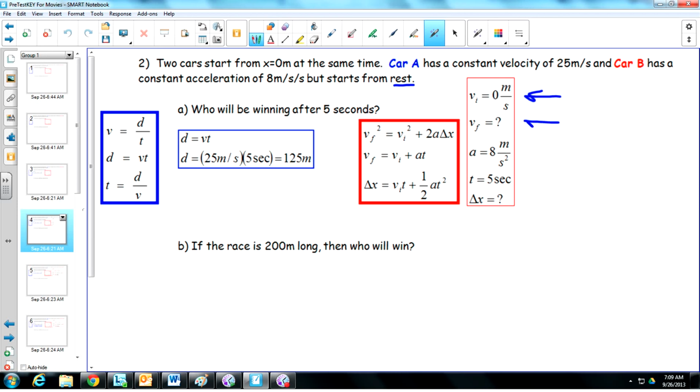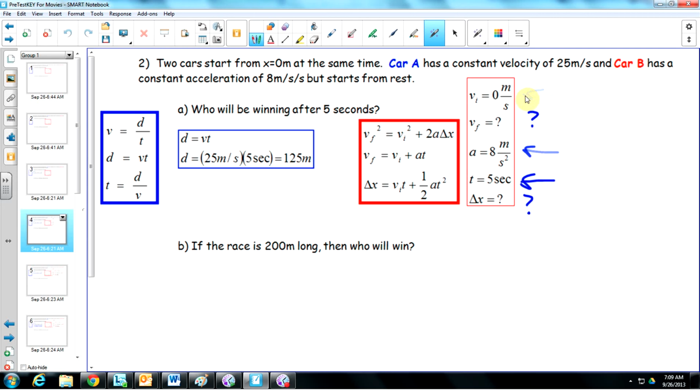We don't know the final velocity. We do know the acceleration because it was given. We do know the time since that was what was asked in the question. And we do not know the displacement, which is what we want to know because we want to know if or not it's gone farther than the 125 meters that car A went in this initial 5 seconds. So you'll notice that we know 3 of the variables. Okay? And there's 5 variables, 2 of which we don't know.